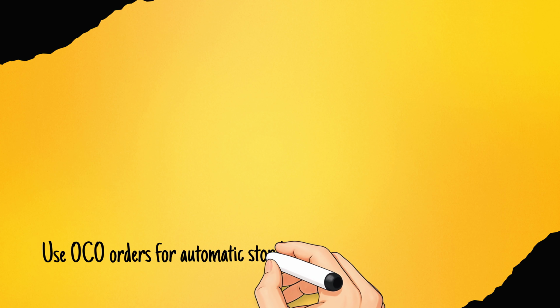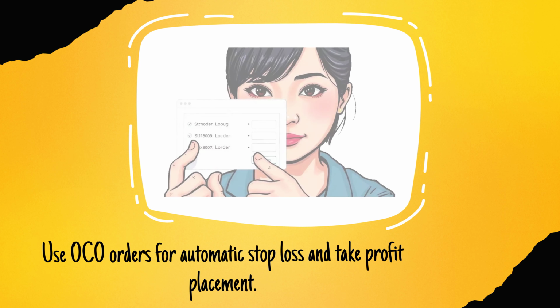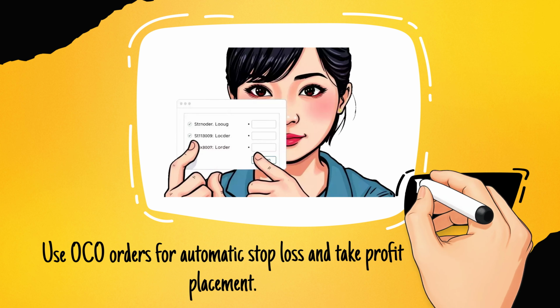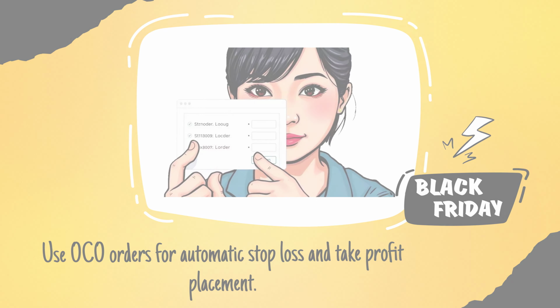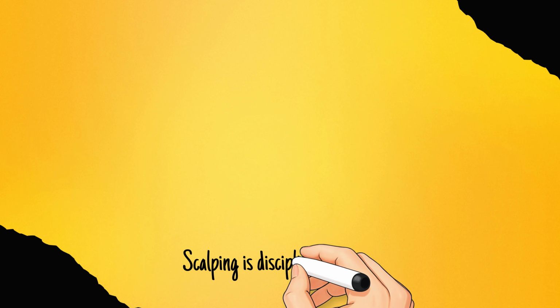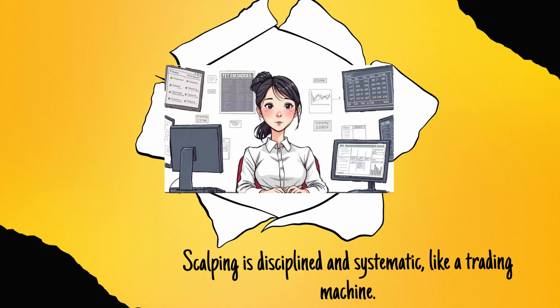Automate your orders. To avoid slippage and panic, use OCO, one cancels other, orders on your exchange. This places your stop loss and take profit automatically the moment you enter, ensuring lightning-fast execution. Scalping is the purest form of disciplined trading. You become a machine, executing the system without emotion.